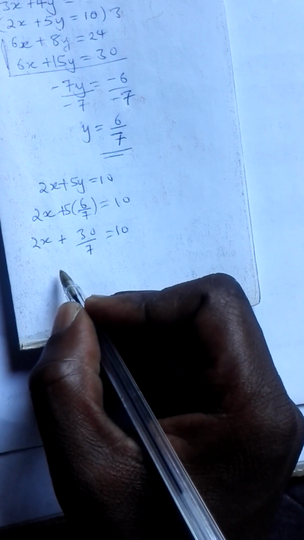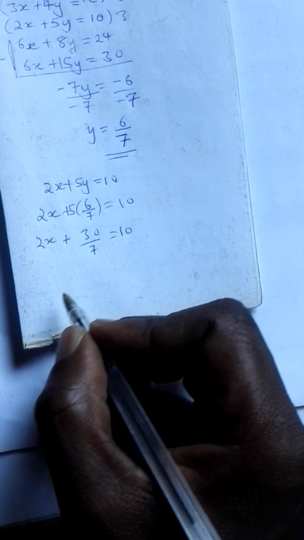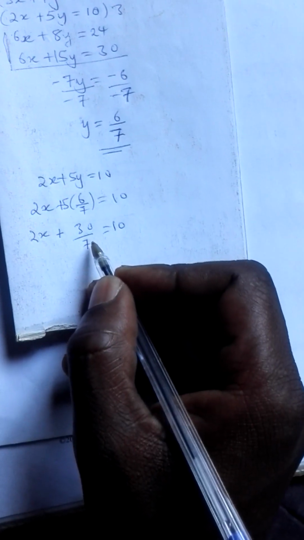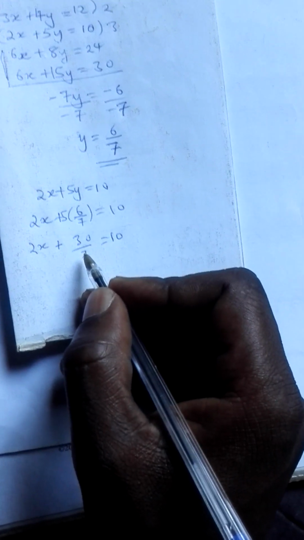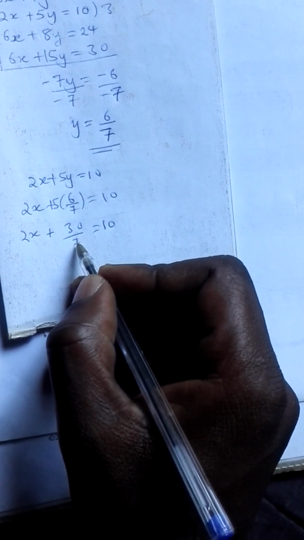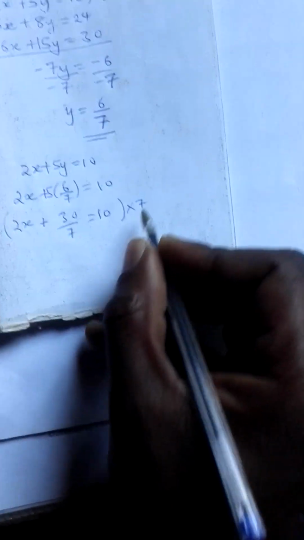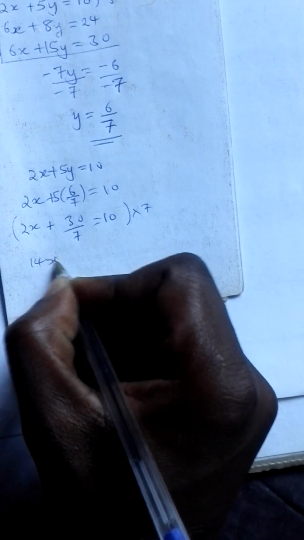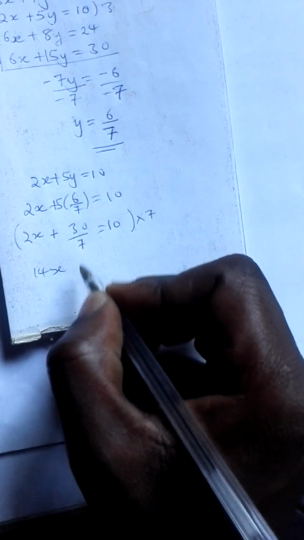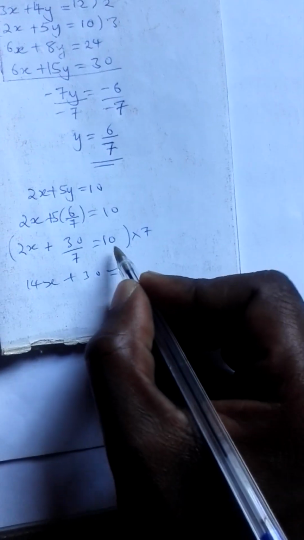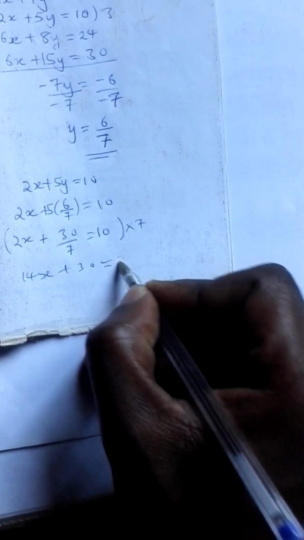We're going to collect the like terms, but before we do that, there's something we can do which will make our work simpler. This is the only fraction occurring in here, and all we have to do is multiply by 7 throughout. If we do that, 7 multiplied by 2 is 14x. 7 multiplied by 30/7 is 30. And 7 multiplied by 10 is 70.